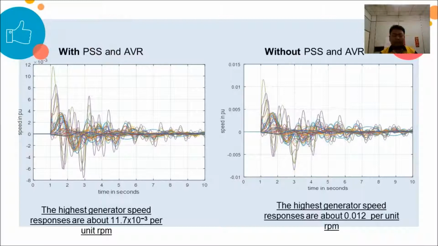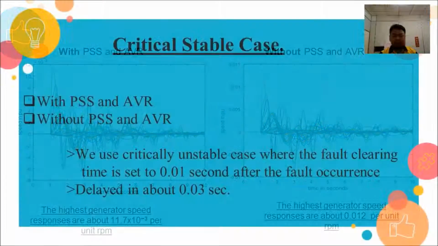The generator speed response for all generators during the fault: for the with PSS and AVR condition, the highest generator speed response is about 11.7 multiplied by 10 to the power of negative 3 per unit RPM. For without PSS and AVR, the highest generator speed response is about 0.012 per unit RPM.